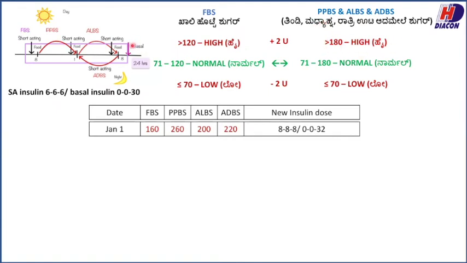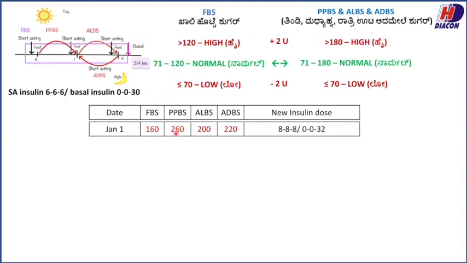Our fasting blood sugar is controlled by the basal insulin. So 30, we actually add 2 units to it because our fasting is more than 120. So 30 plus 2, we increase the basal insulin to 32. If you look at the sugars after all the 3 meals, this is more than 180. So this means that we need to add 2 units to the mealtime insulin.